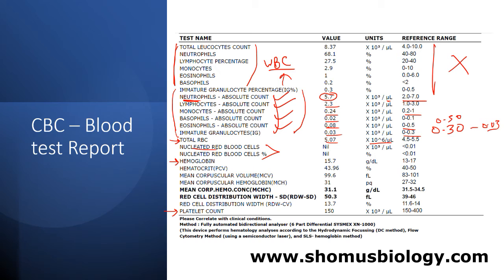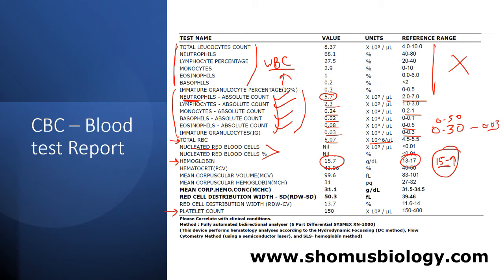Hemoglobin value, this is very important, the value should range from 13 to 17. In most adult men, it must be 15 or more than 15. The reference range is provided for men, not for females here, but the value must be more than 15 for male, for female more than 13. But in my case, you can see the value is 15.7, which is good enough.